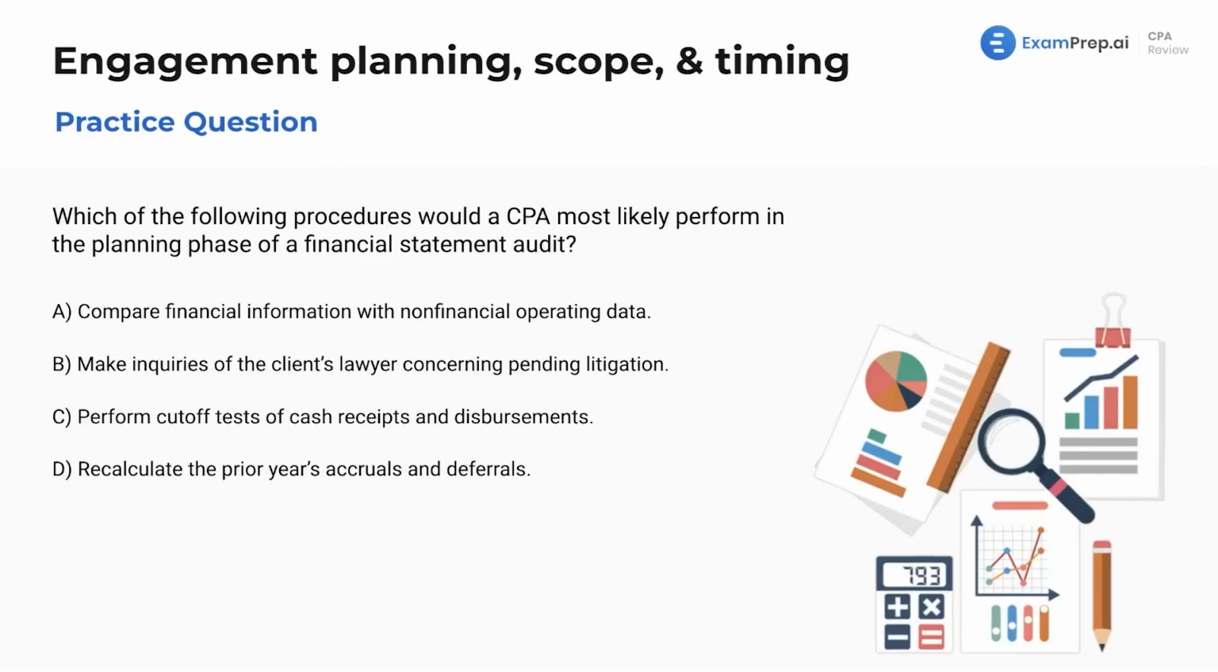Hello, hello. Let's knock through some multiple choice questions on our planning, scope, and timing. Jumping right in, which of the following procedures would a CPA most likely perform in the planning phase of a financial statement audit? All right, as we do with most questions, we think which phase of the audit, which stage of the audit are we in?